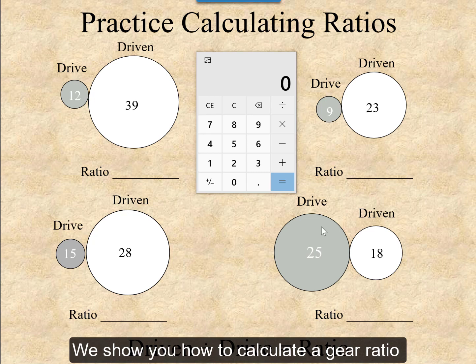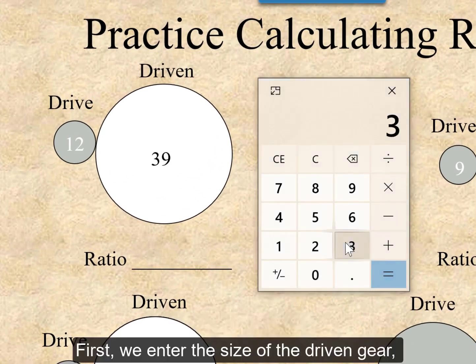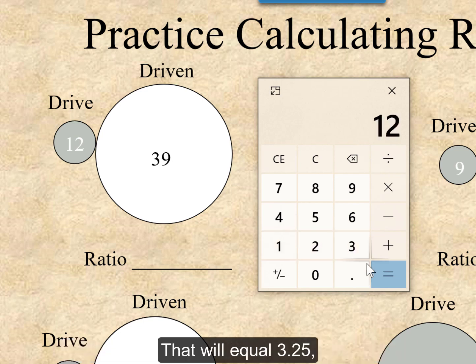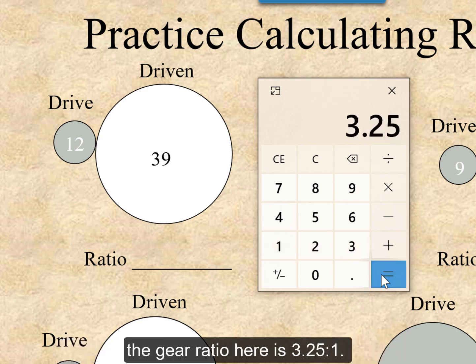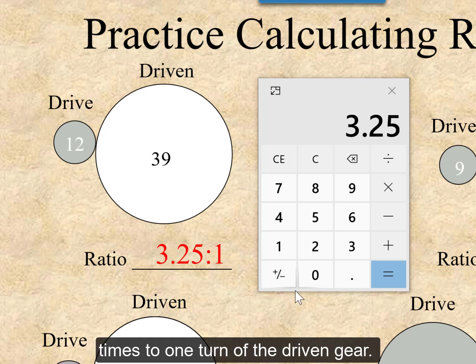We'll show you how to calculate a gear ratio between two gears. First, we enter the size of the driven gear, 39, divided by the size of the drive gear of 12. That will equal 3.25. The gear ratio here is 3.25 to 1. The drive gear will rotate 3.25 times to one turn of the driven gear.